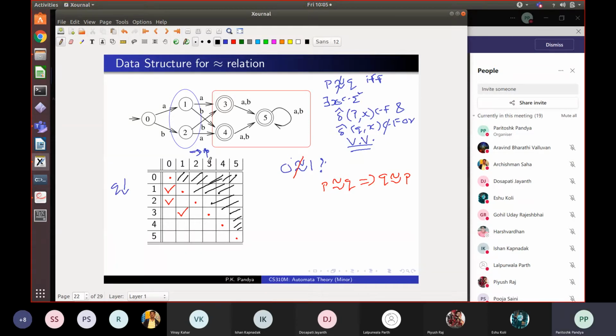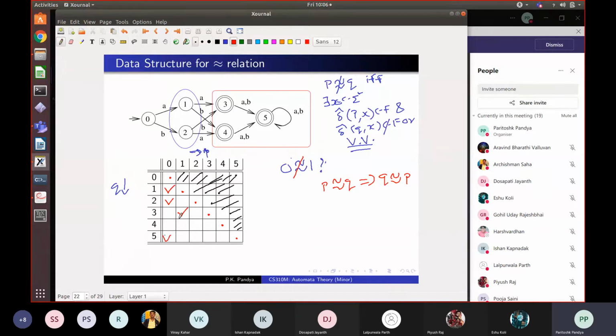So what about column 3 and row 4? What about this entry? Should it be tick or not? No, sir. It should not be tick. So we'll leave it blank. Okay. What about 0 and 5? That is 0 and 5. Separable. So we'll put a tick there, right? So like that, we have got to complete this table.